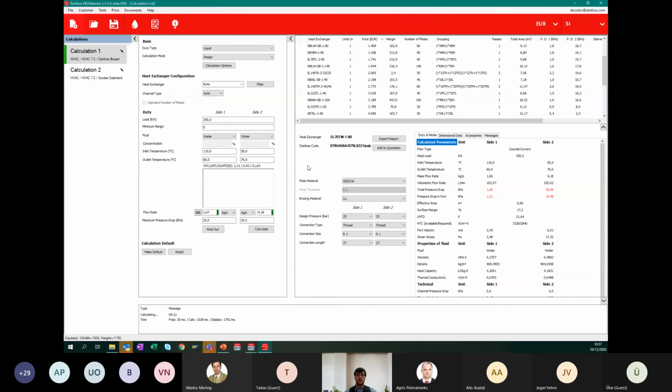Now, regarding the second part of your question, Agris, about Revit models: right now we have STEP files, so STP 3D models, for our whole portfolio, and they are available on request. But Revit models will appear during 2021 in the product store as well for heat exchangers. And this is going to cover both brazed and gasketed.